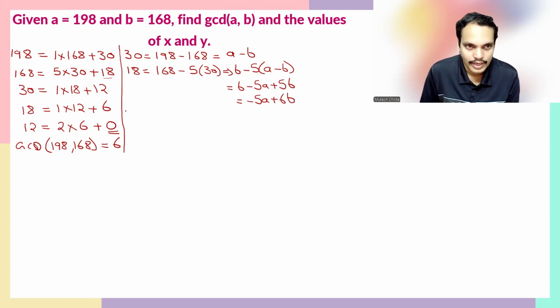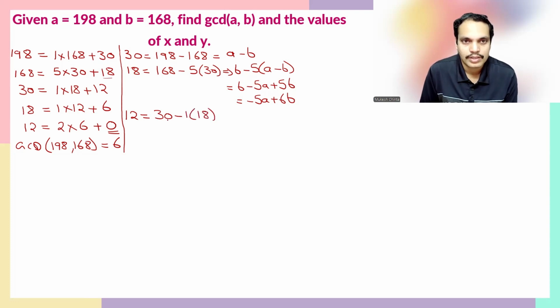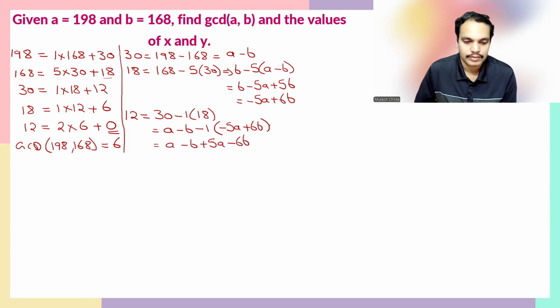that is 18. So next I will get 12. How did I get 12 here? 30 minus 1 into 18. What is 30? A minus B, which equals A minus B minus 1 into, what is 18? Minus 5A plus 6B. So A minus B plus 5A minus 6B, which equals 6A minus 7B.